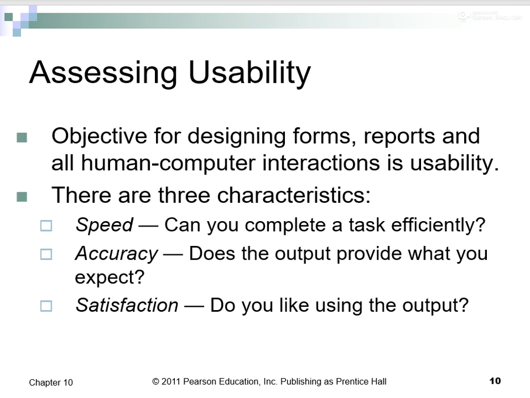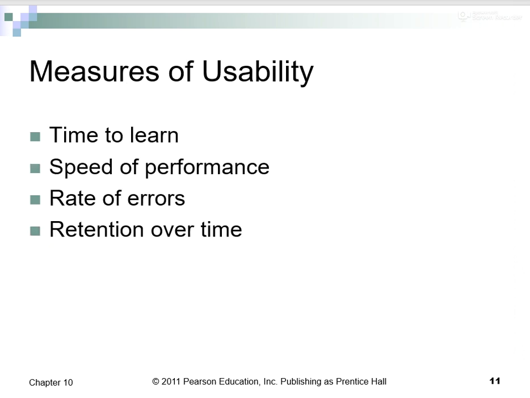Now, while we design the form, we design it to be usable. So how do we assess whether it is usable or not? The first thing in that case is speed, whether it is speedy or not, accuracy, whether it has accuracy or not, and whether the customer is generally satisfied or not. How we measure it is, if the time to learn is less, then we say it is usable. If the speed is fast, yes, it is good. If the rate of errors is less, then we say this is a good form.